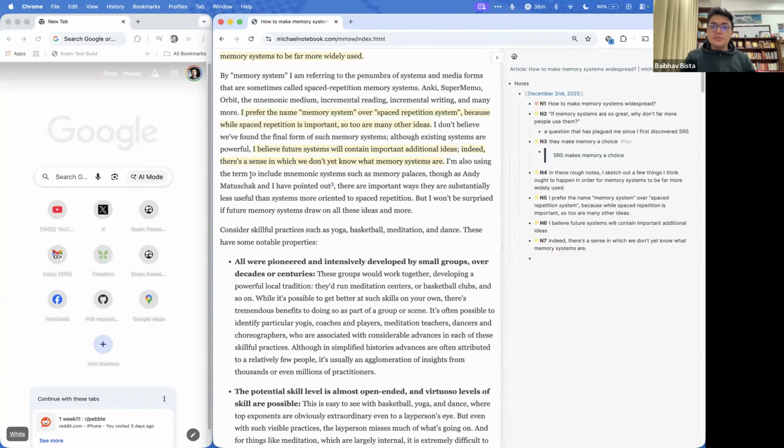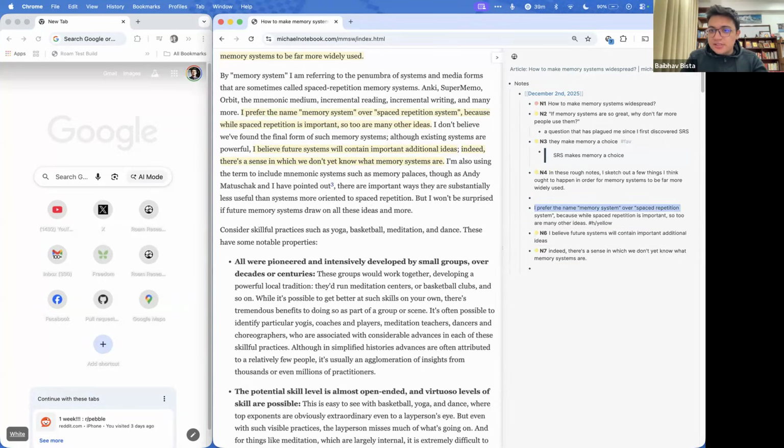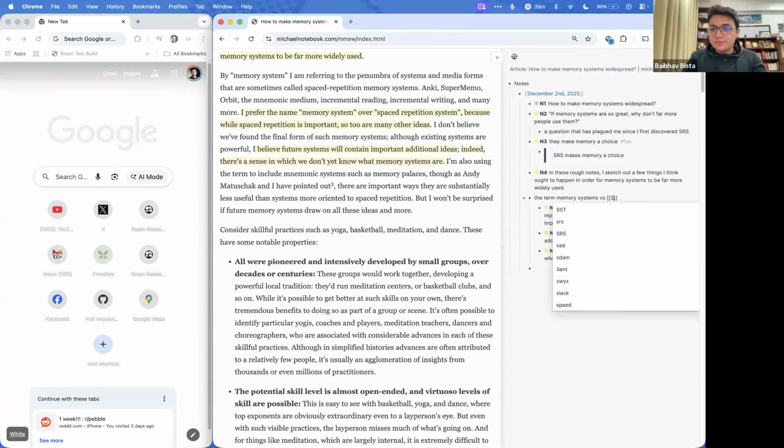It is also using the term to include memory systems such as memory palaces. Yeah, those feel a little bit different to me. So right away, I can think of something like, these are all about something different. They're about the term memory systems versus what we generally think of as SRS, right? Maybe I want to make something like a memory systems attack as well.